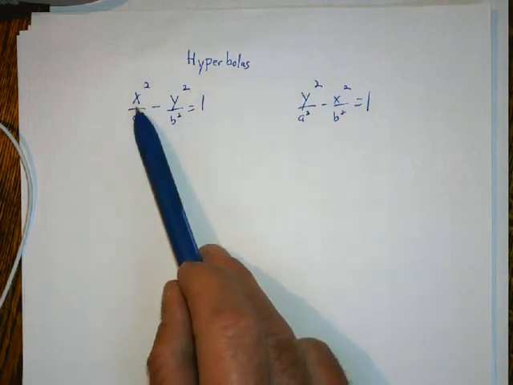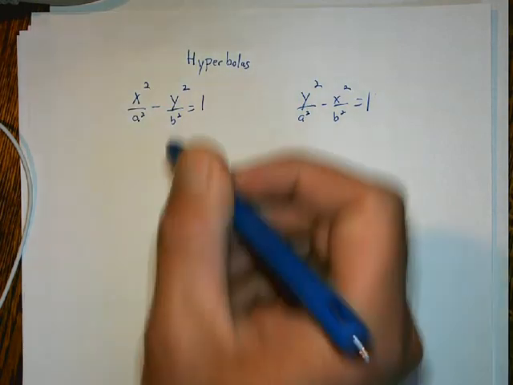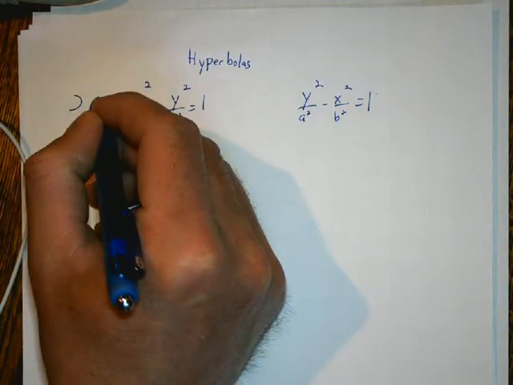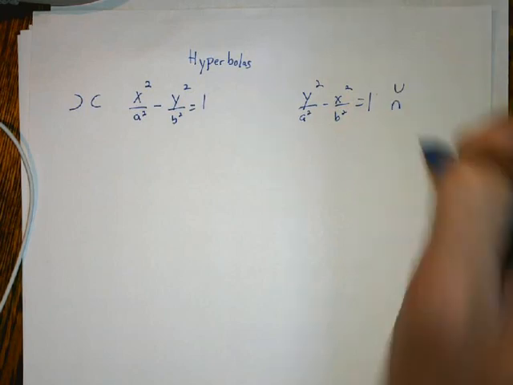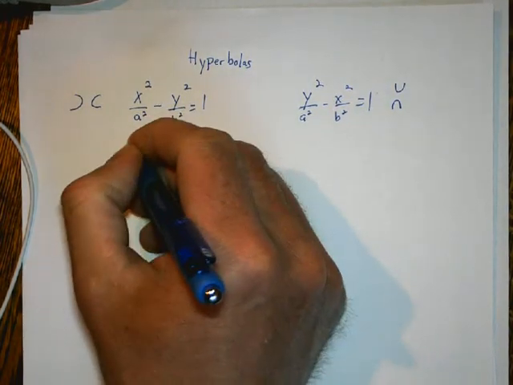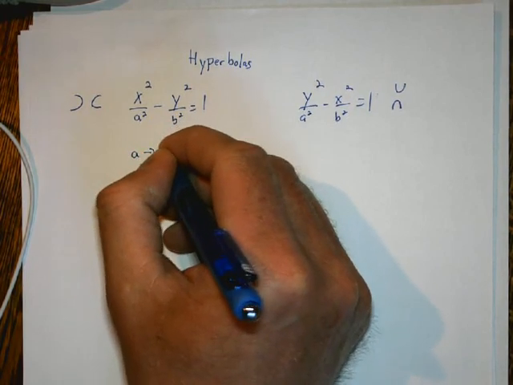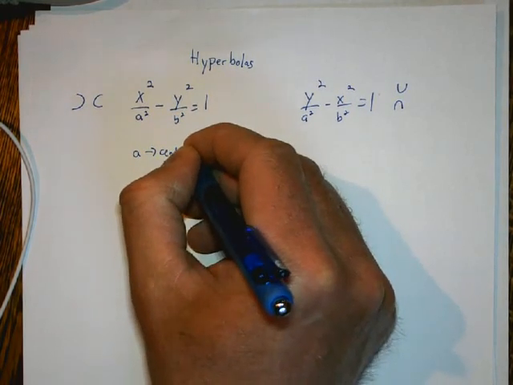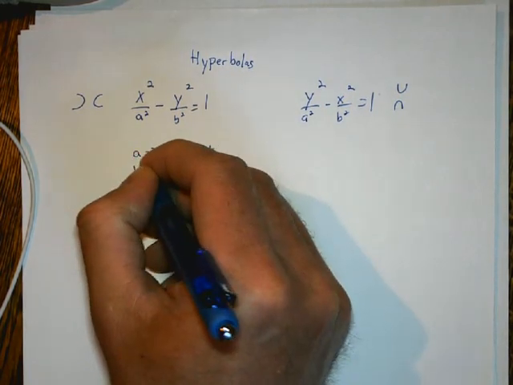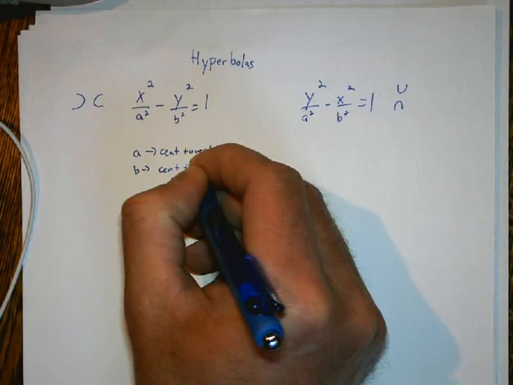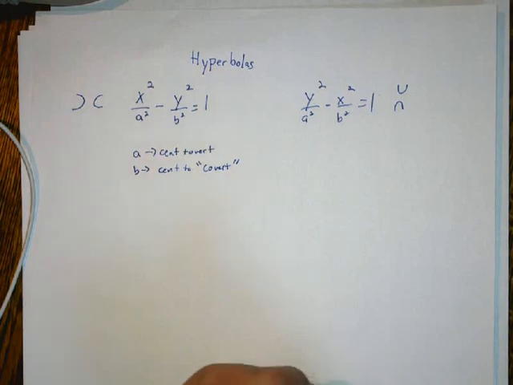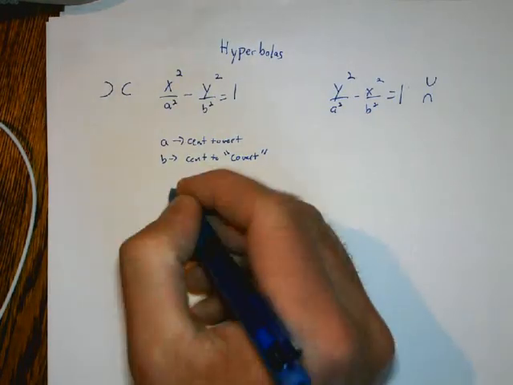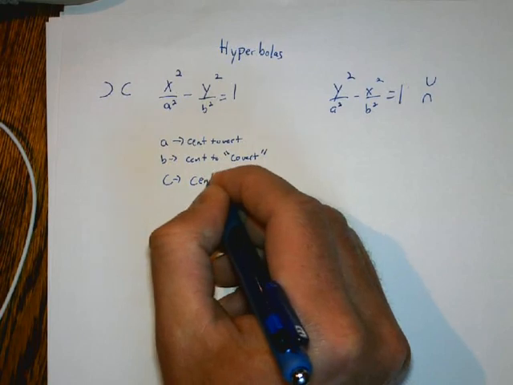So to be able to tell what direction this goes depends on which one comes first. In this case, if the x squared comes first, we know that the shape is going to look like this. If the y squared comes first, it'll look like this. Now, A is still going to be the distance from the center to your vertex. B is the center to what's called, I'm going to put it in parentheses, covertex, because it's not technically a covertex. We use it to help graph. And then C is still the center to the focus.